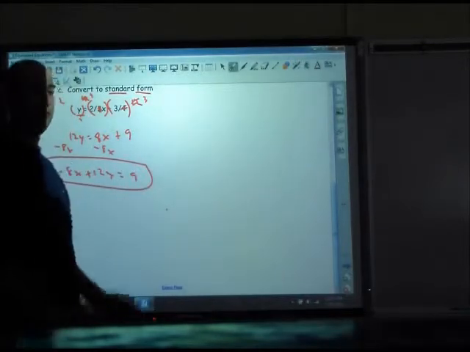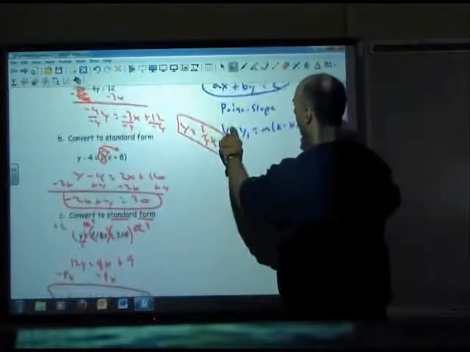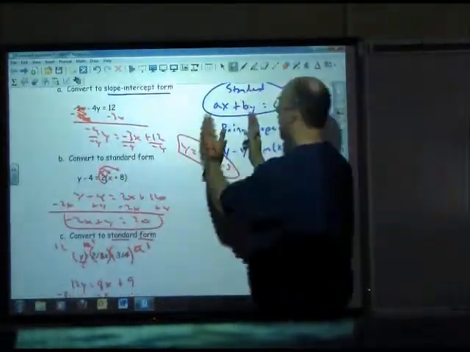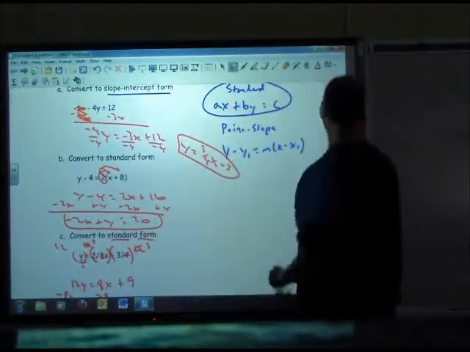Okay? So you can convert to slope-intercept by getting y by itself. You can convert to standard by putting the x and y variables together on one side equal to a constant on the other side.